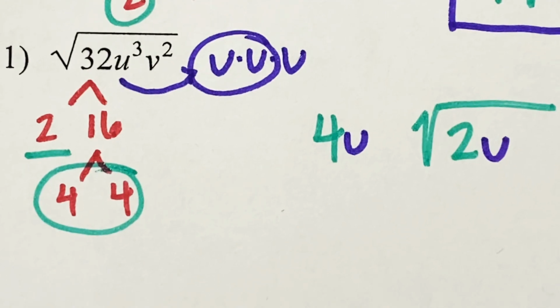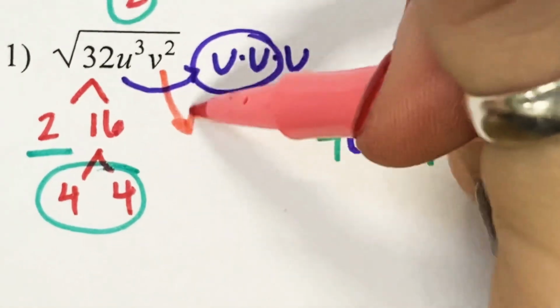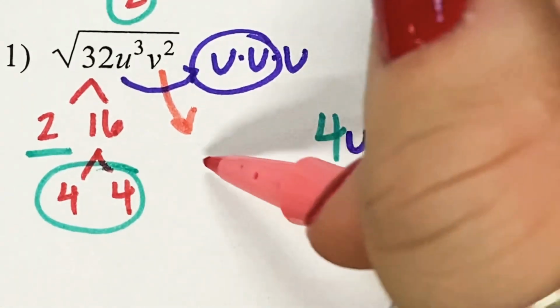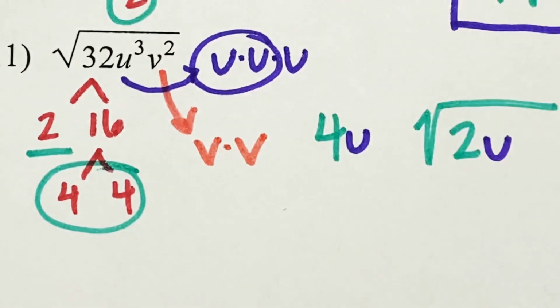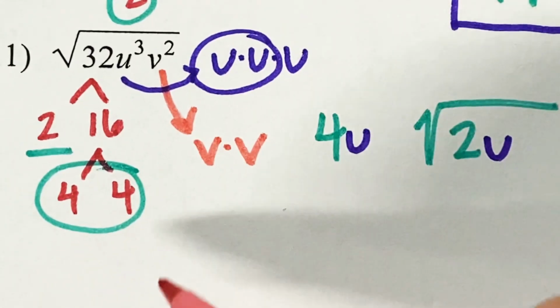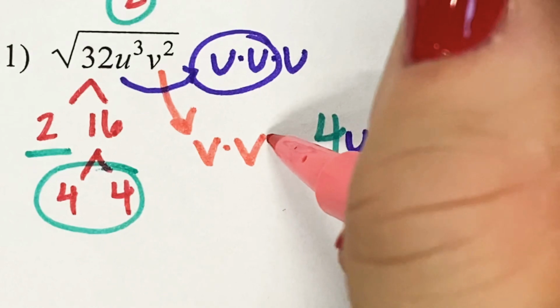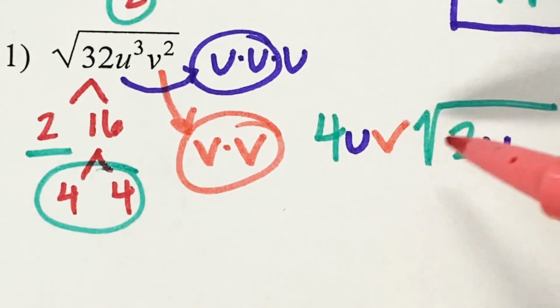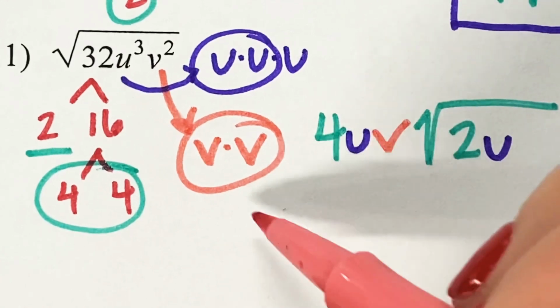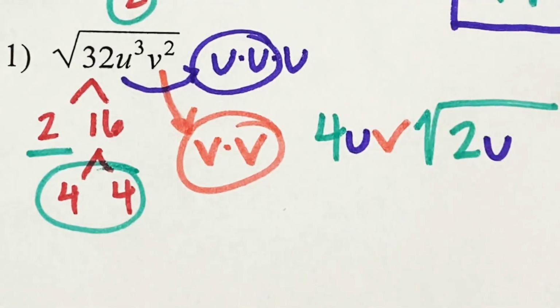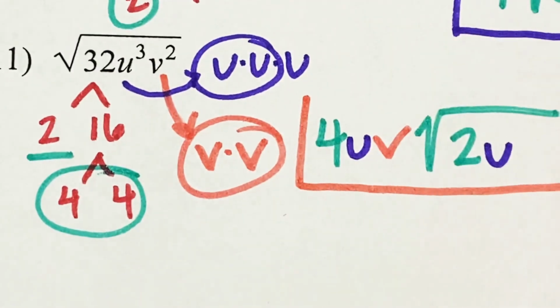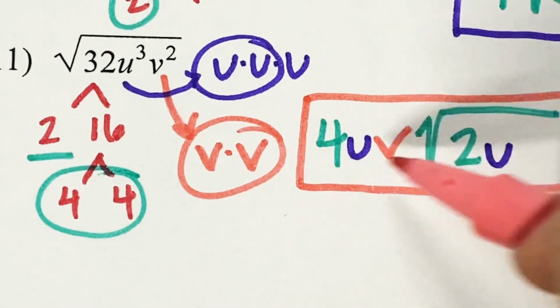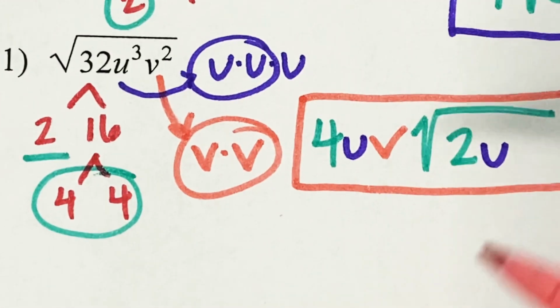Okay, now let's do our v's. V squared is really v times v. So how many v's can couple up and leave? Okay, they can both couple up. They make one couple. And did any v's have to stay inside? No. So our final answer, 4uv root 2u.